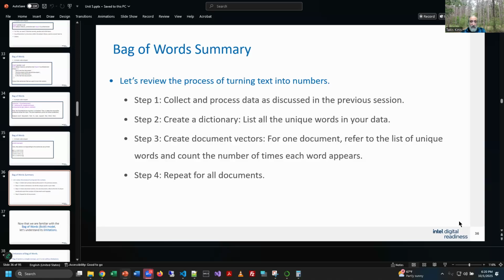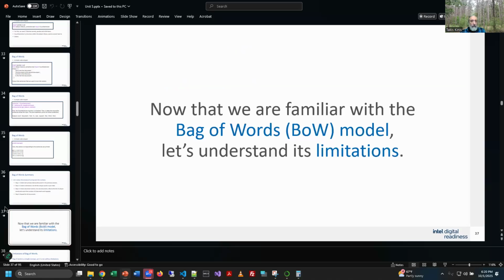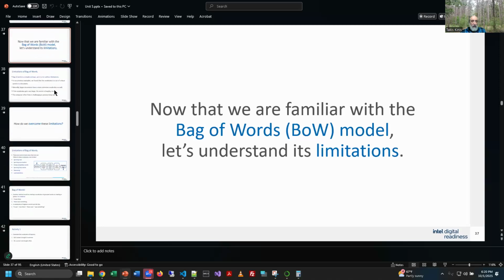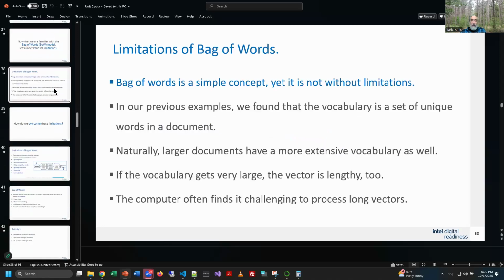We create the document vectors. So it says for one document, refer to the list of unique words and count the number of times each word appears. We're using sentences at this point, but it could be entire documents. And then you repeat that process for every document. I'm trying to point out here, this has limitations.